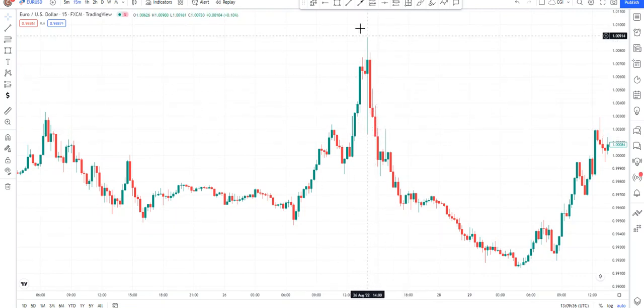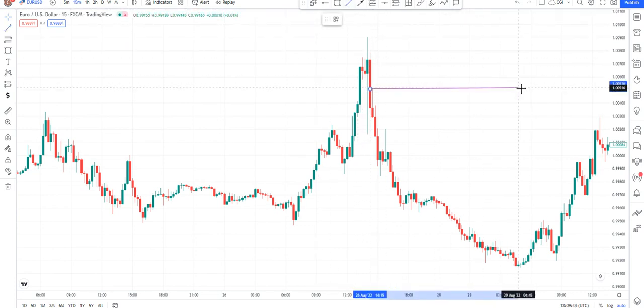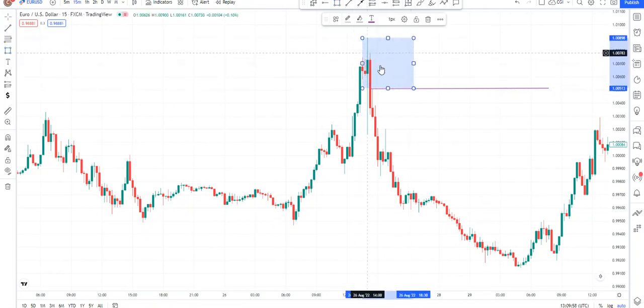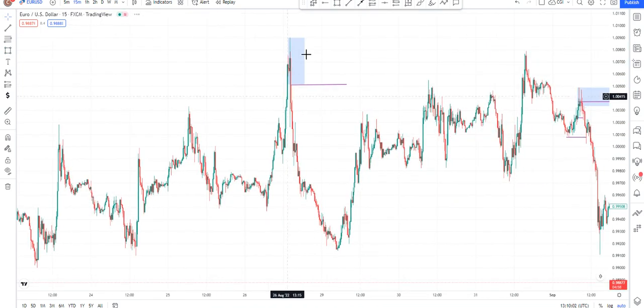Then the first high that is formed will be our inducement point. Our primary inducement point right here. So what you do now is take this whole zone and look for something inside there to continue the trend.